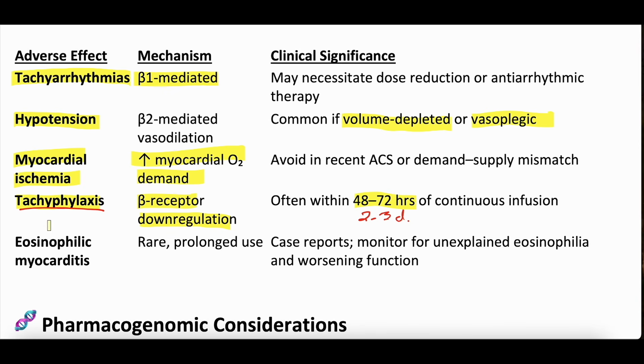And then this is rare, but eosinophilic myocarditis. This is with prolonged dobutamine use. It's really only case reports, but if you get eosinophilia or high eosinophils and worsening cardiac function, sometimes it can be because of this eosinophilic myocarditis, but this is really prolonged use. This is not something you're just going to see in a couple days in the ICU.